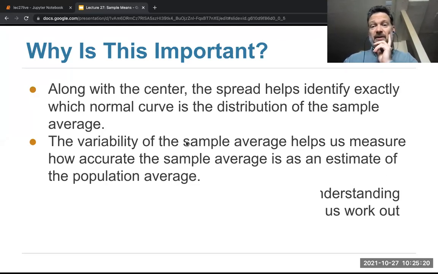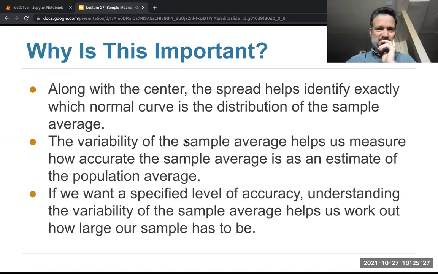And the central limit theorem helps me predict this variability, this spread. And that's going to be useful because if I want an estimate with a particular level of accuracy, then I can use the central limit theorem to predict whether a particular sample size is going to be big enough to give me that level of accuracy or not, and to predict what sample size I need to ensure that I achieve that level of accuracy.